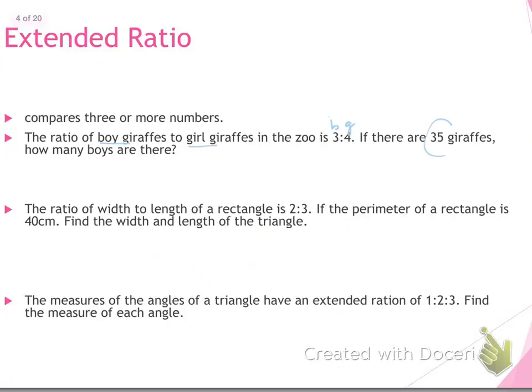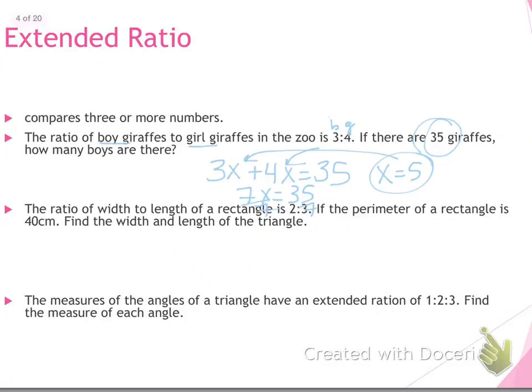Whenever I give you a total, what we're going to do is add them together. So 3x plus 4x equals 35. We keep the same variable because now when I add them and divide by 7, I know my x is equal to 5. Well, that tells me x. It doesn't tell me how many boys or girls we have. So if I plug it back in for my x, I should be able to. The one I really care about is boy giraffes, so I want to plug it into 3. 3 times 5 gets me 15. So I have 15 boy giraffes.